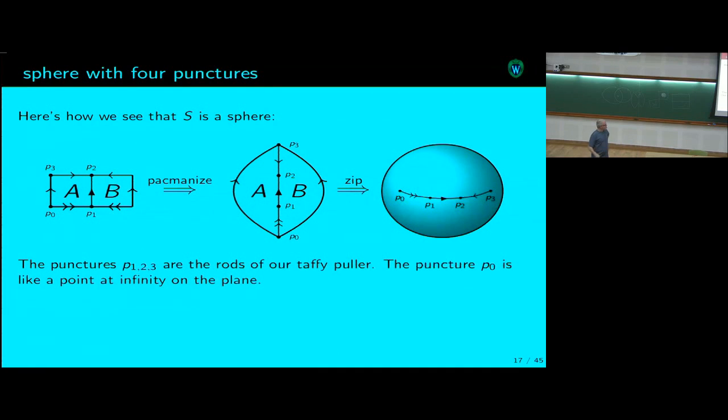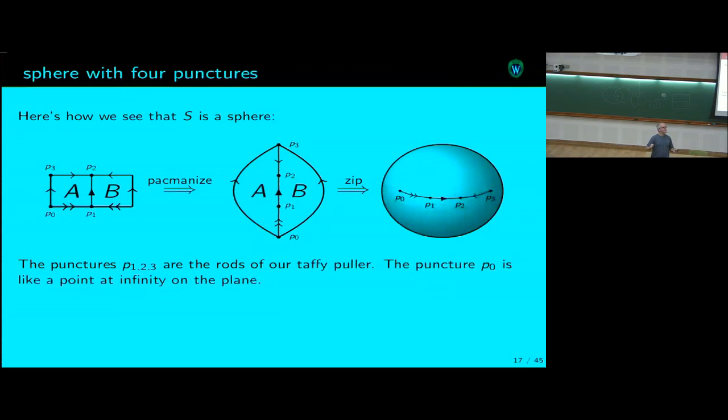Well, those 4 special points are the rods of my taffy puller. But wait, you might say, there's only 3 rods in my taffy puller. Well, one of them is at infinity. Okay? There's a 4th rod which plays no real role, and it lives at infinity in some sense. That's normal in mathematics. Often there's something called the point at infinity. This is actually what's called the Riemann sphere. So P0 plays the role of a point at infinity.